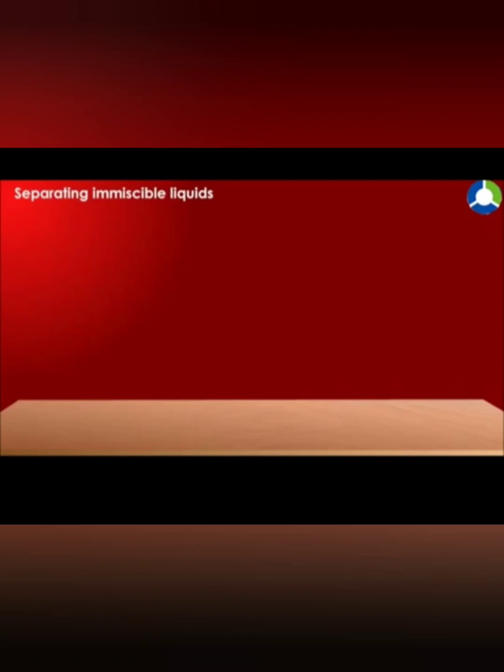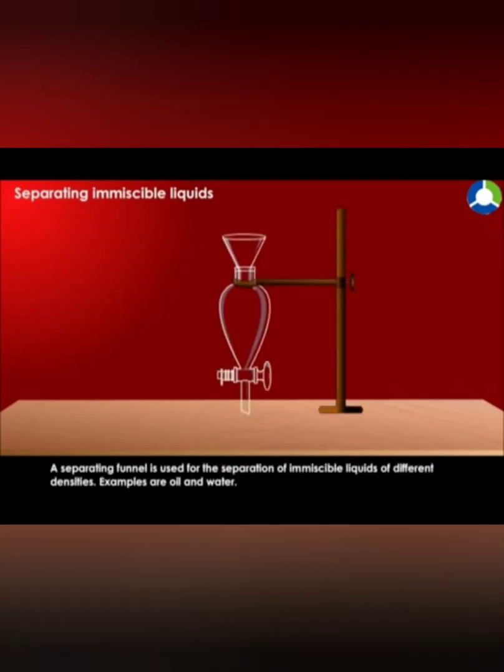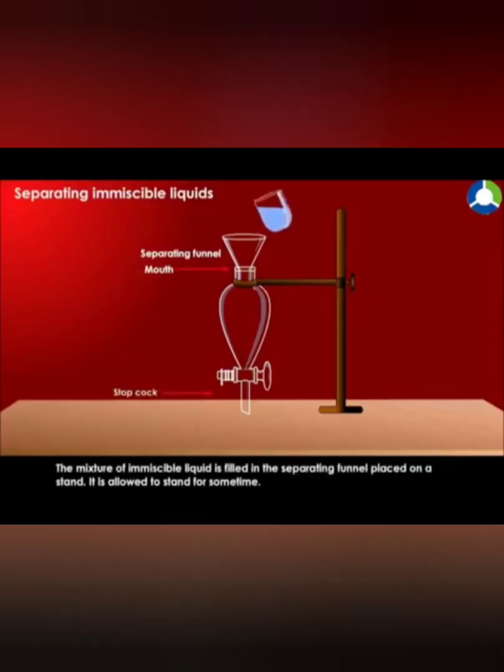Separating immiscible liquids. A separating funnel is used for the separation of immiscible liquids of different densities. Examples are oil and water. A separating funnel is a special flask in the shape of an inverted cone. It has a mouth at the top and a stopcock at the bottom. The mixture of immiscible liquid is filled in the separating funnel placed on a stand.